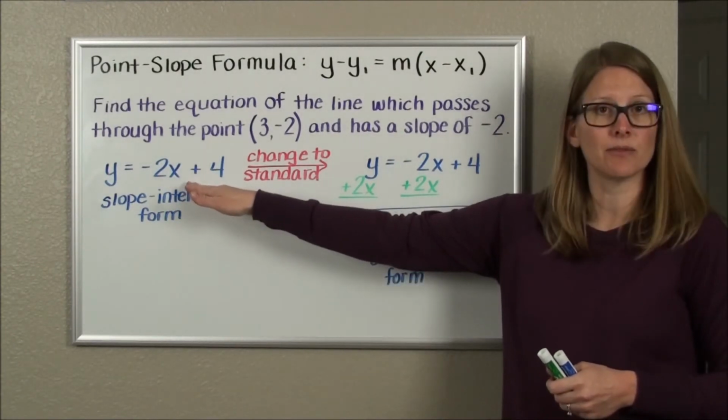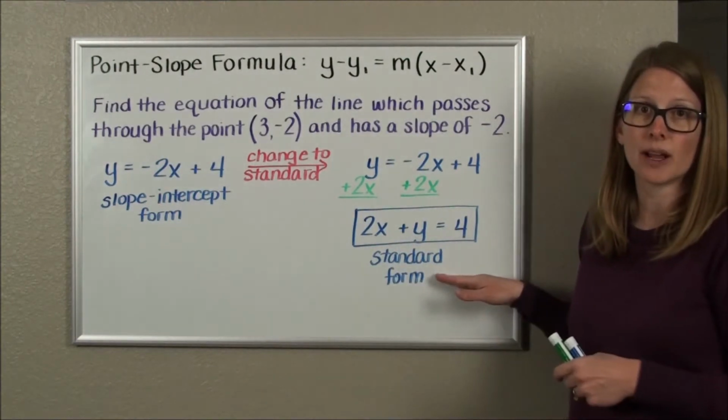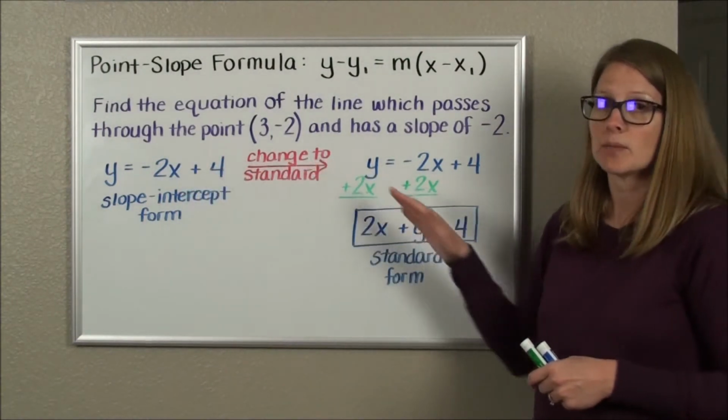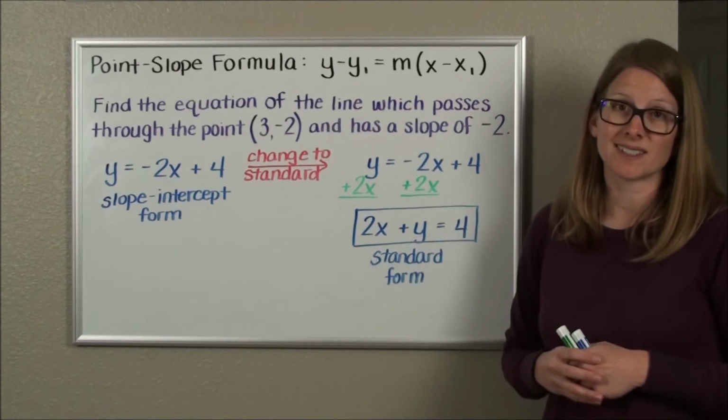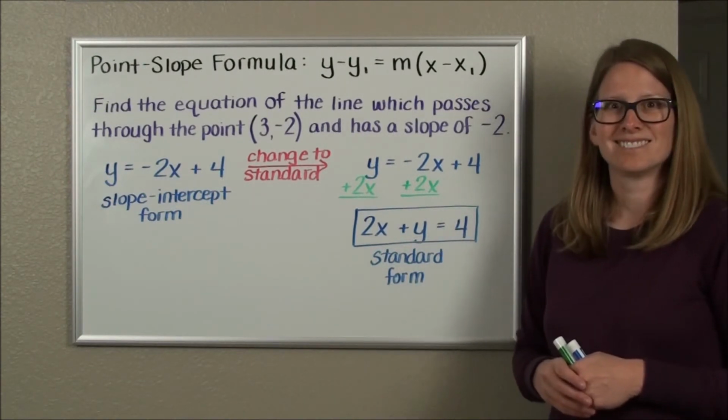There's the slope-intercept form where y is isolated, and there's the standard form where x and y are showing up together on the left. There is not one that's more correct than the other. It's just 2 different ways to say the exact same thing. So let's look at one more example with maybe a fraction.